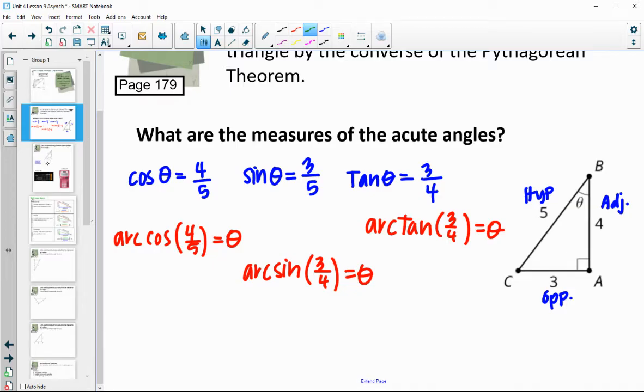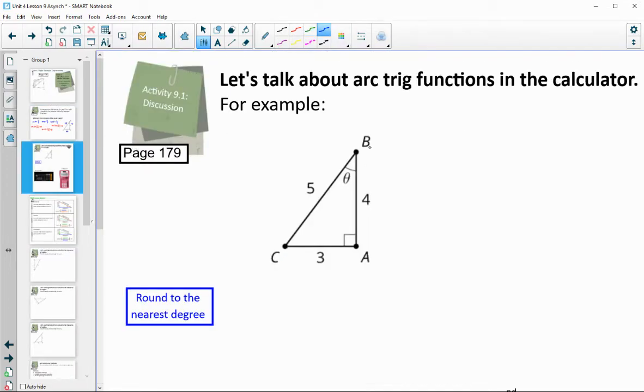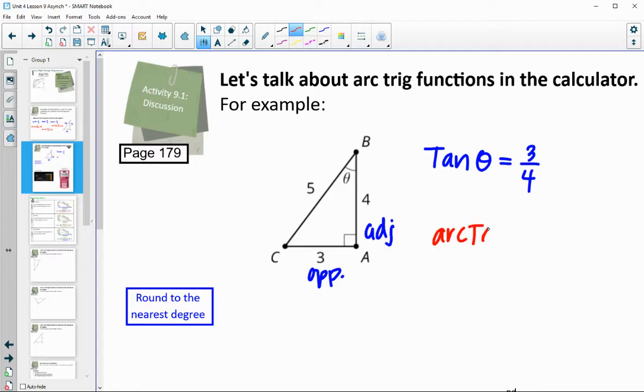In your calculators, we're going to actually solve and get the answer here. Let's just focus on one of these, the tangent. Here's the triangle again. Remember that the tangent was opposite over adjacent, so the tangent of the angle equals 3 over 4. Then arctan is what we want to look at. How do we actually do this in our calculator? We do the arctan of the ratio to get back the angle.